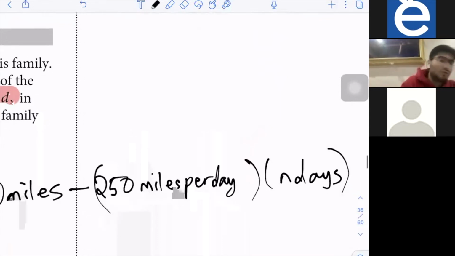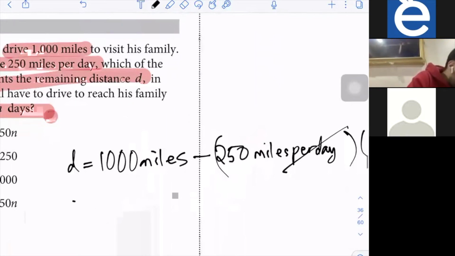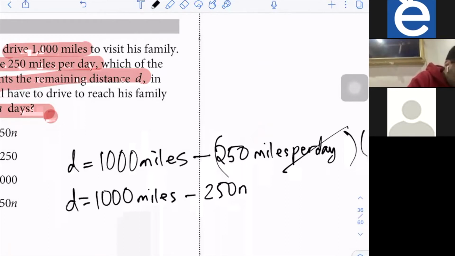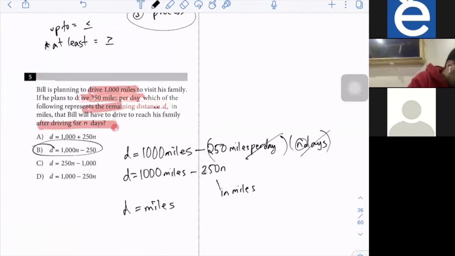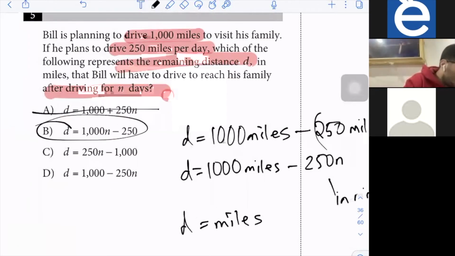And if you cross out the units, the days cancel out, and you're just left with 250 times N, which is D is equal to 1,000 miles minus 250 N, and then this is in miles. So you're left with an answer that is in miles. And that is choice B. And it's not choice A because you're not adding to the 1,000. The goal is to subtract. You get closer and closer to the family. And it's not choice C or D because you can't have a negative distance. So it's not choice C, and it's not.